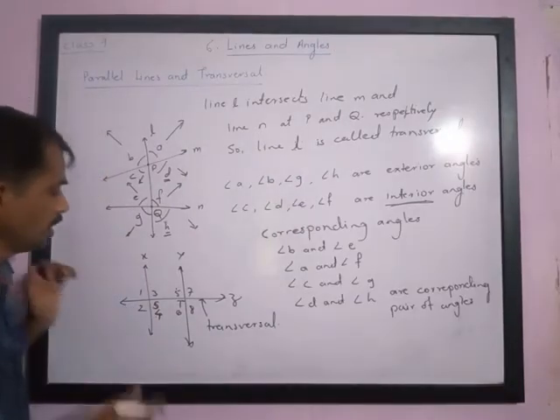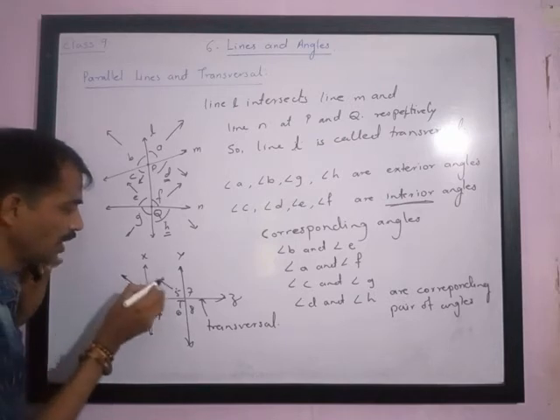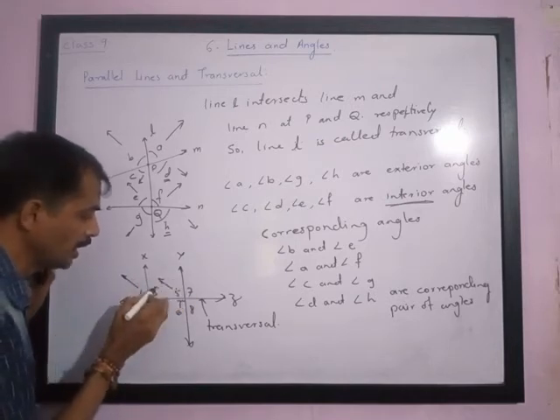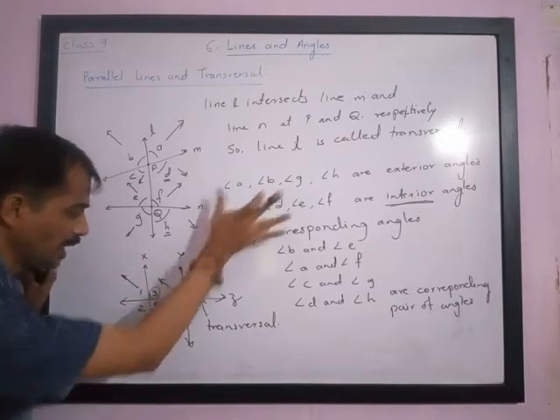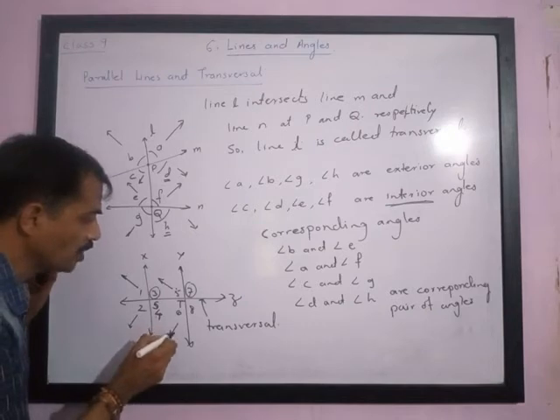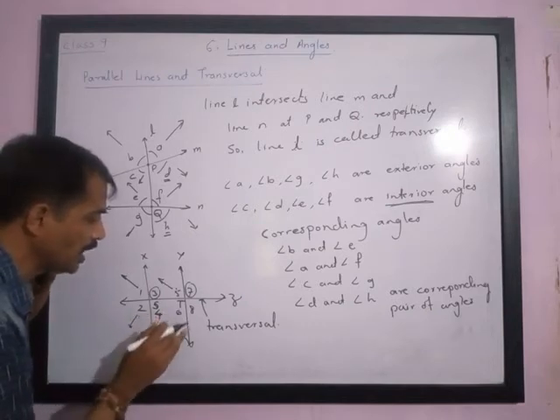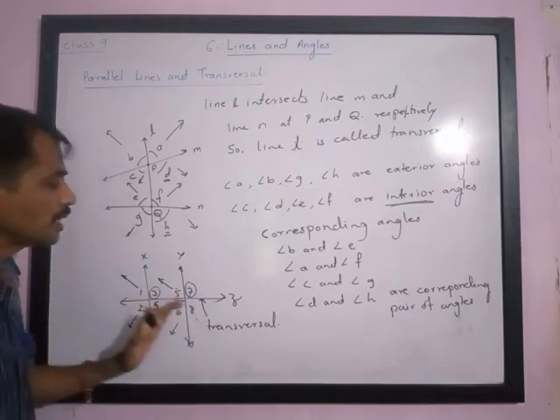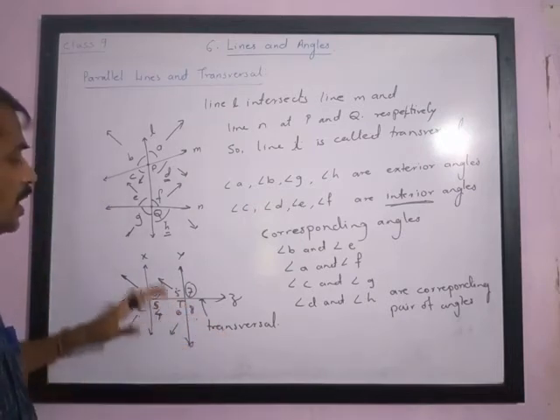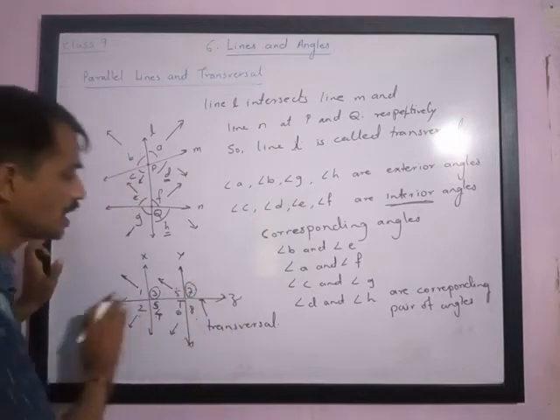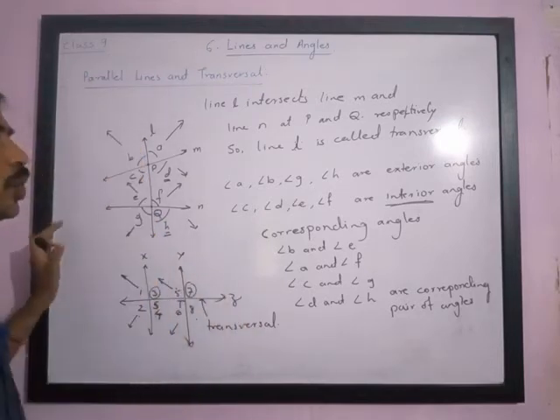In this figure, 1 and 5 are in this direction, so 1 and 5 form the corresponding pairs. 3 and 7 form the corresponding pairs. Then 2 and 6 form the corresponding pairs, and 4 and 8 form the corresponding pair of angles. Now in this figure and this figure you don't get confused. Here the transversal is horizontal, here the transversal is vertical.